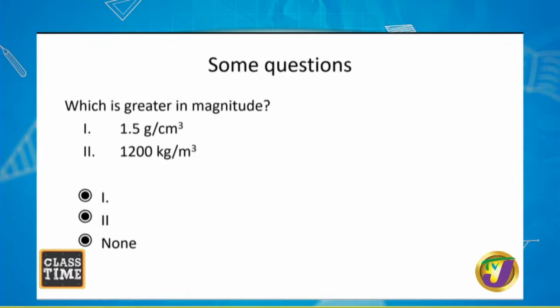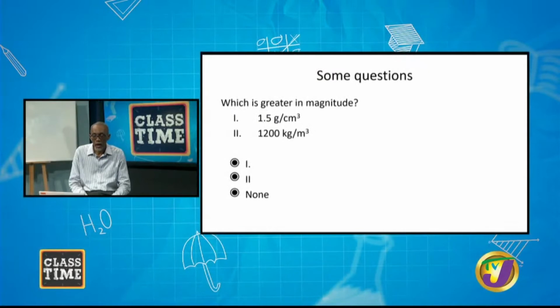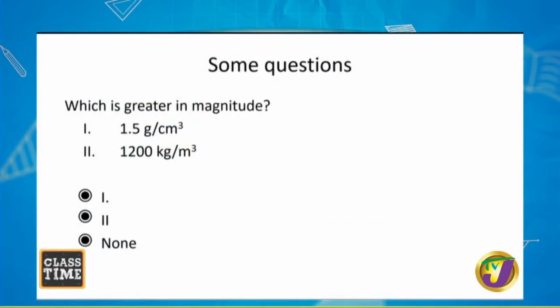Which of these has greater magnitude? A material of 1.5 gram per cm cube or 1,200 kilogram per meter cube? I want you to write down your answer, whether it is 1, 2, or none of them. All right?